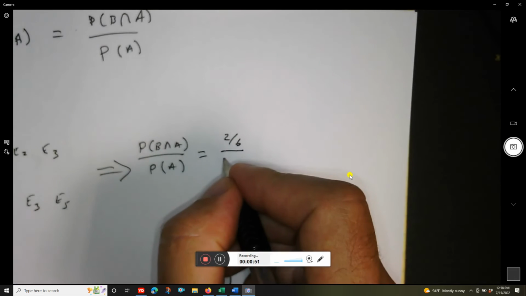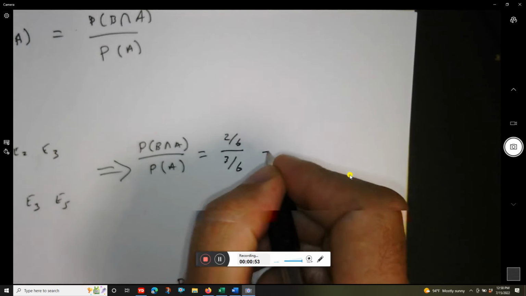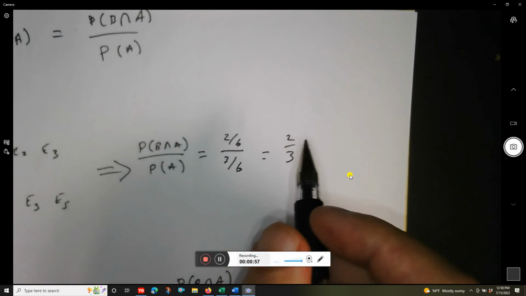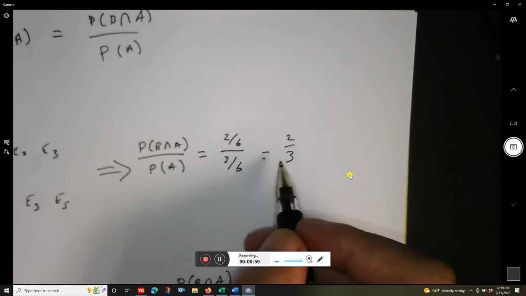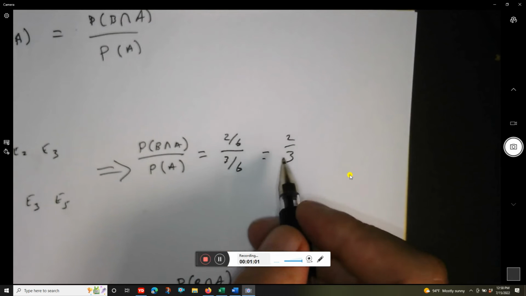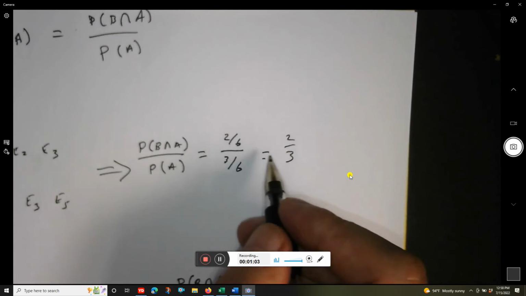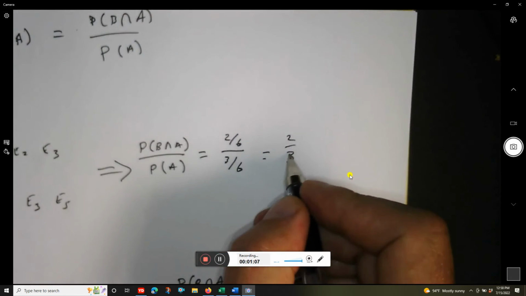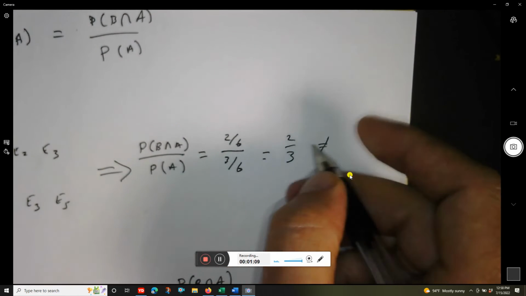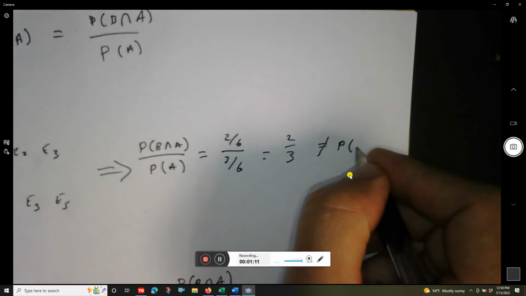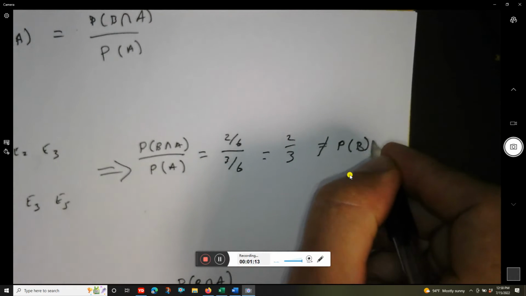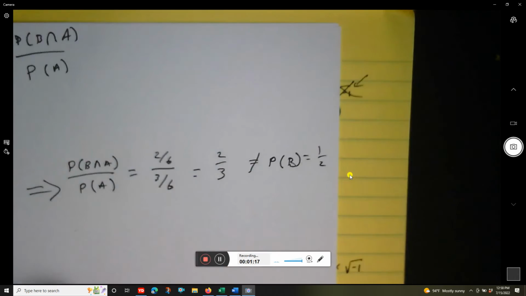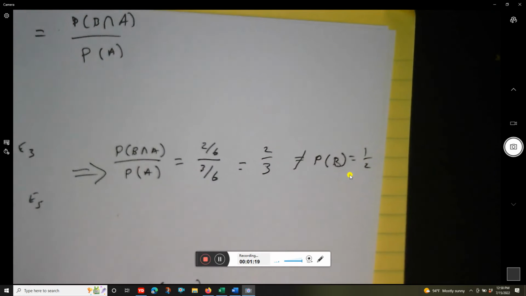Probability of A is 3 out of 6. Do the math, that 6 cancels out, 2/3. Okay, now you can see here that the probability of B given A is 2/3, and that does not equal the probability of B, which would be 1/2. All right. So these are not independent.